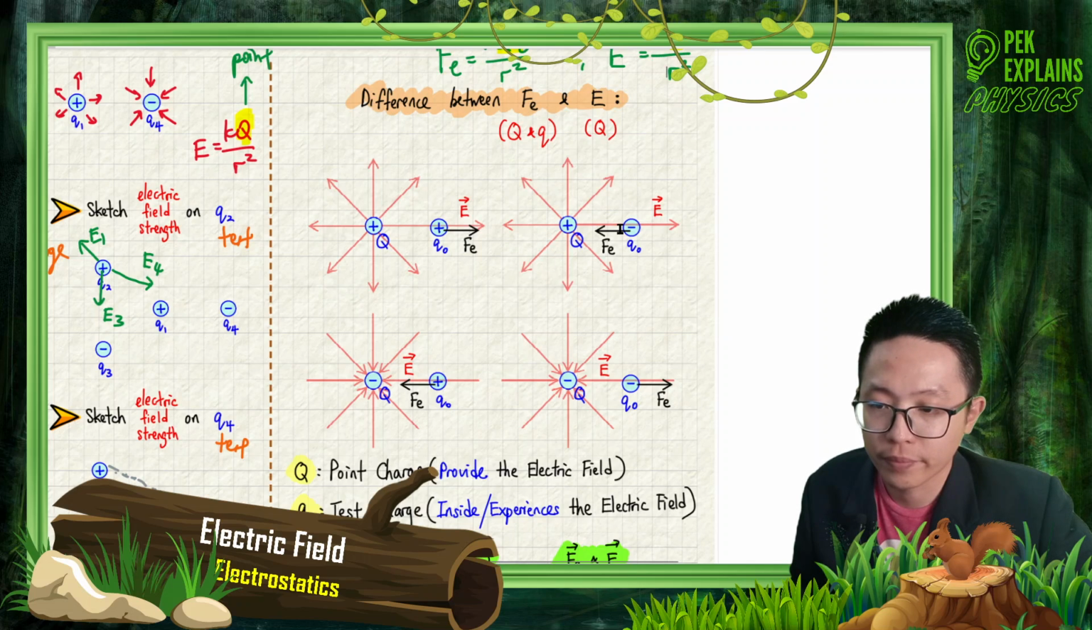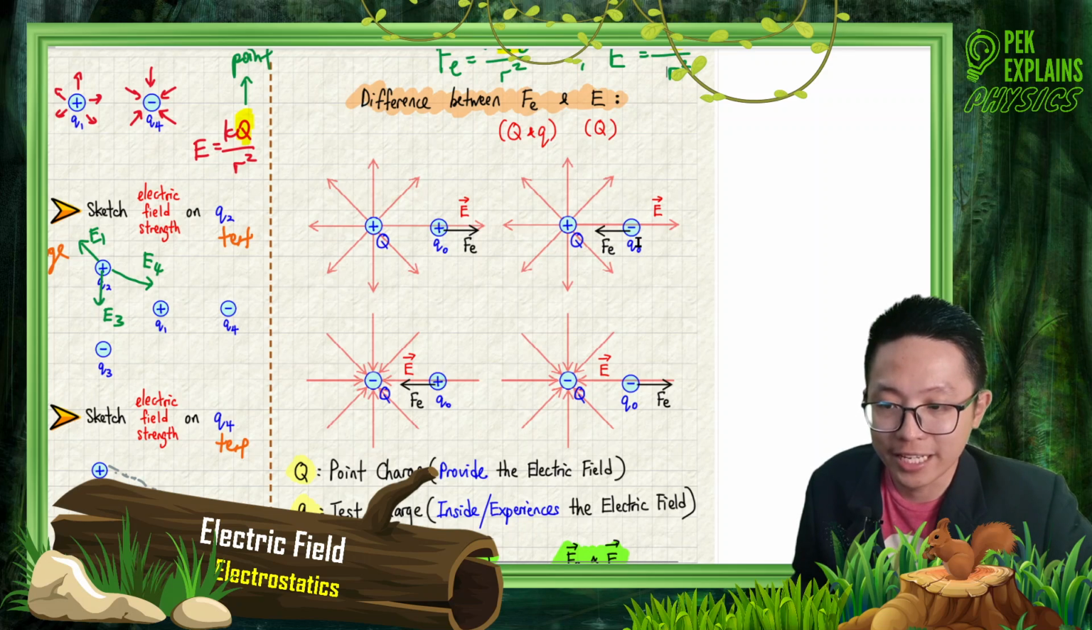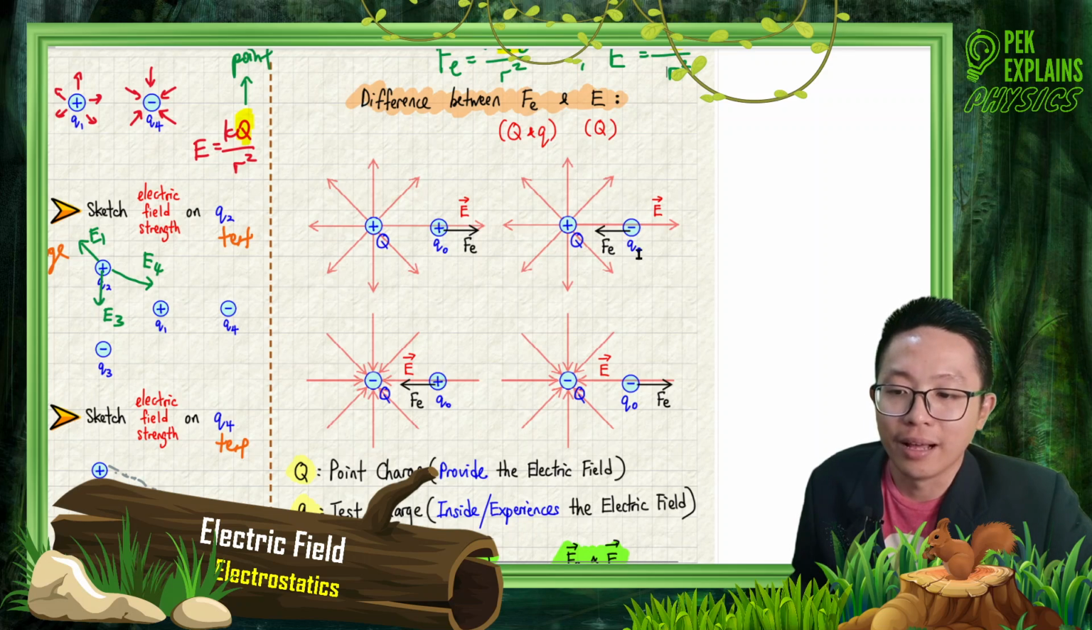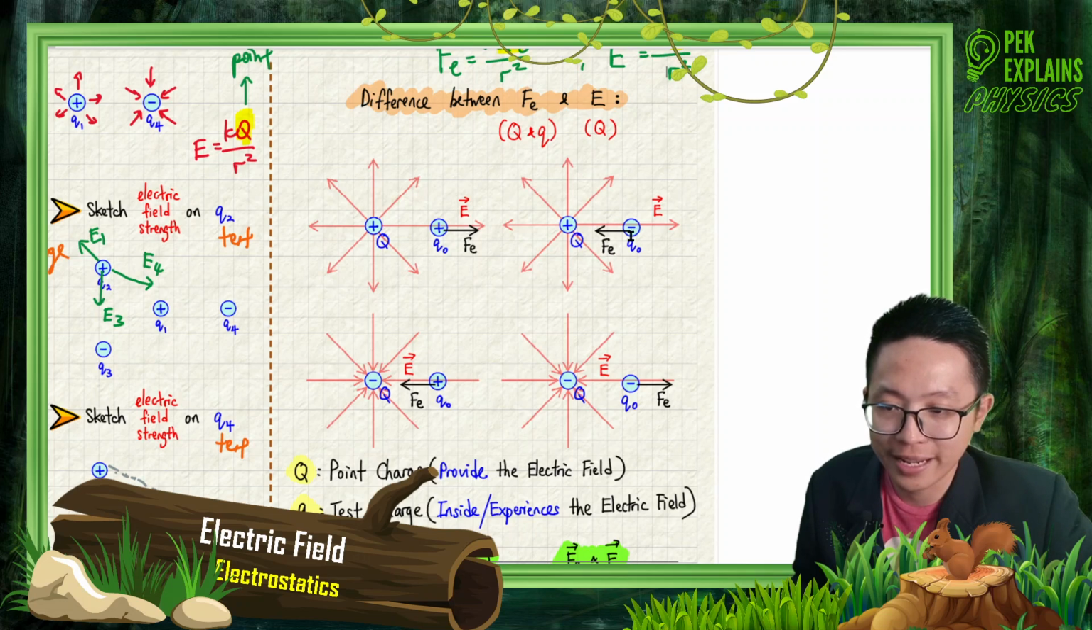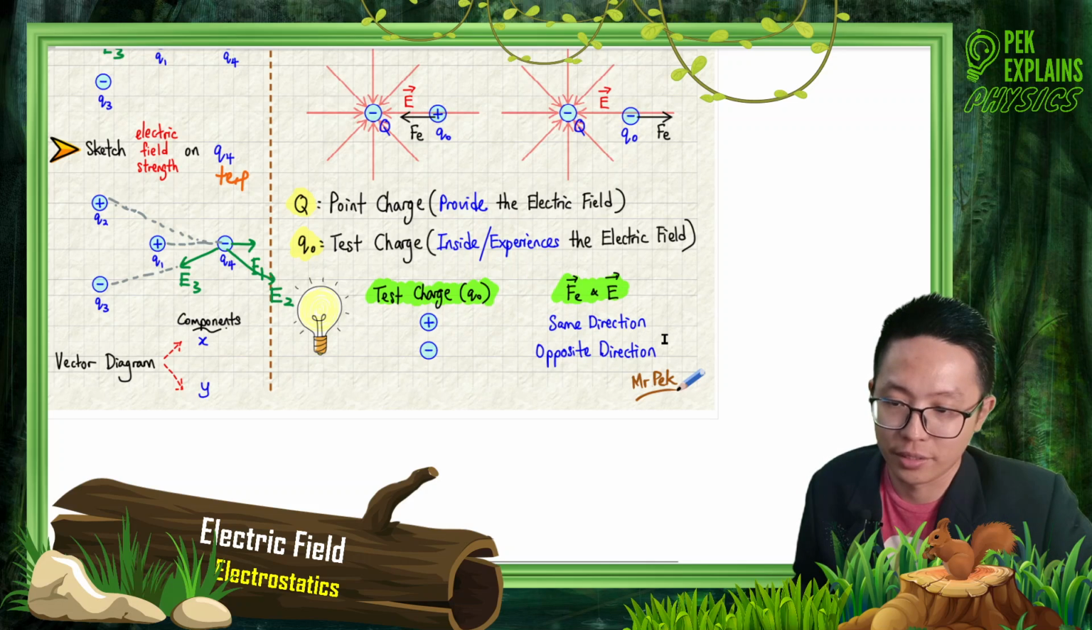Why is that? Force and electric field opposite. It is because this is a negative test charge. You see that? This is a negative test charge. That's why the force and electric field are opposite. So when the test charge is a negative test charge, force and electric field are in opposite directions. When the test charge is positive, the force and electric field are in the same direction.